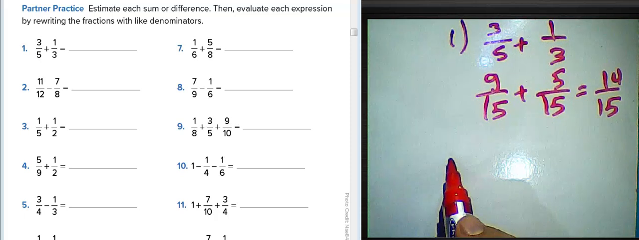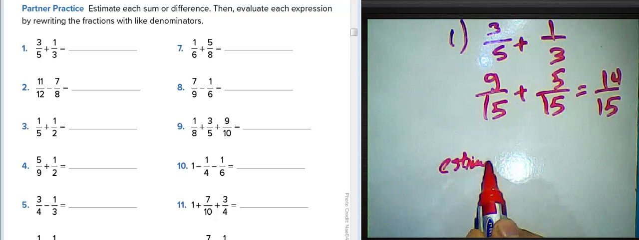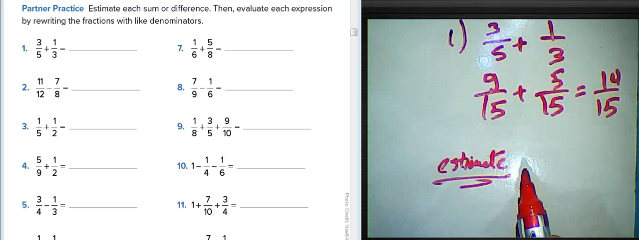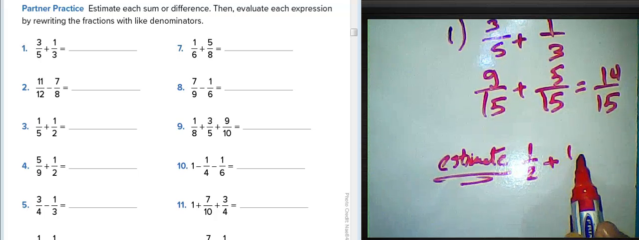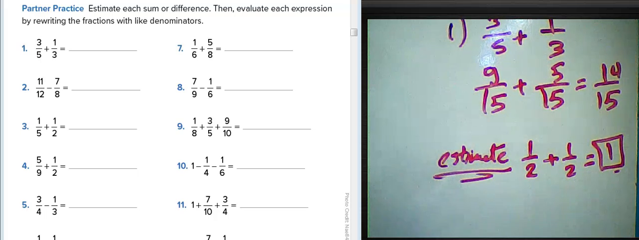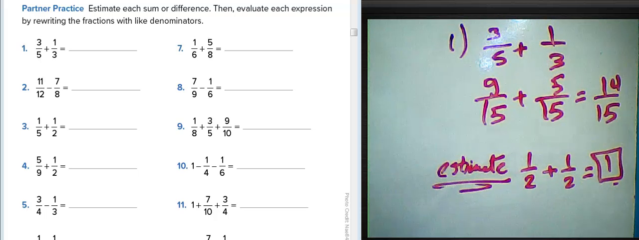And what about estimation? Can you tell me, 3 over 5 is nearest to what? Nearest to half, and 1 third is nearest to half. Half plus half equals 1. This is the estimation for the result.